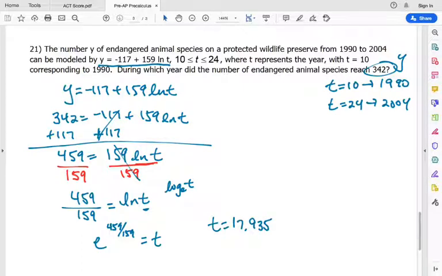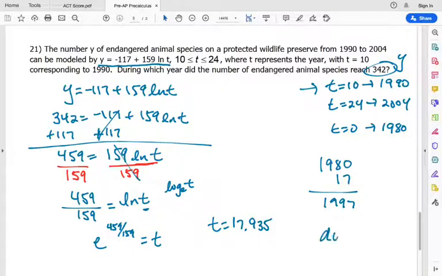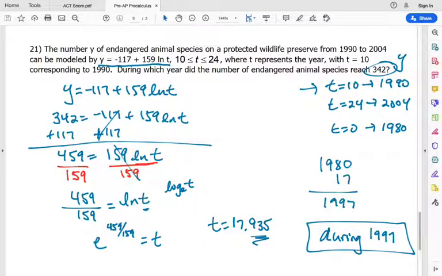So when time was 10 years, that's 1990, so time of 0 would be 1980. So I'm going to be adding that 17 years to 1980, which would be 1997. So it's closer to the end of 1997. I'm just going to say during 1997. You could say towards the end if you wanted to, because of that 0.935. But that would be the answer for that one.